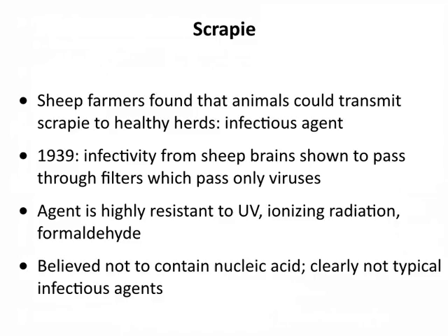In 1939, an experiment was done where they took sheep brain from these sick animals, they ground it up, and they filtered it through a small filter, which will pass only viruses, right, 0.2 micron filter. And the agent went through the filter. So they could take that extract and infect new sheep with it and it went through the filter, so it was thought that it might be a virus at the time.